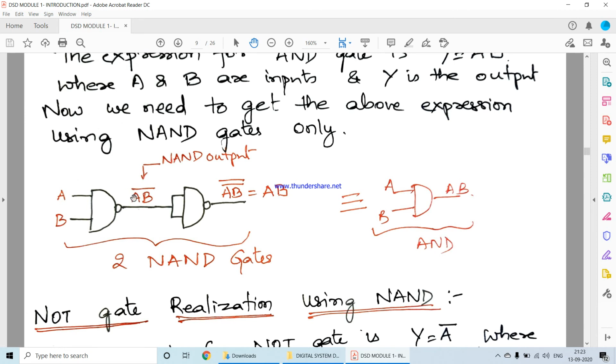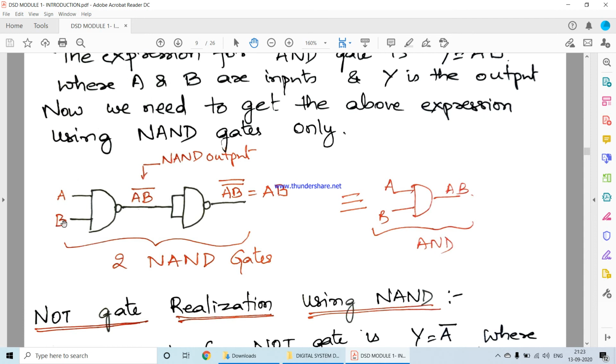To overcome this bar, AB bar should become AB. So we should see how the NOT gate can be obtained using a NAND gate. In a NAND gate, if you short the two inputs and give any input to that shorted terminal, the output will be the bar of that, meaning the complement. Therefore, when you short the two input terminals and give one single input and take out the output, this gate actually works as a NOT gate.